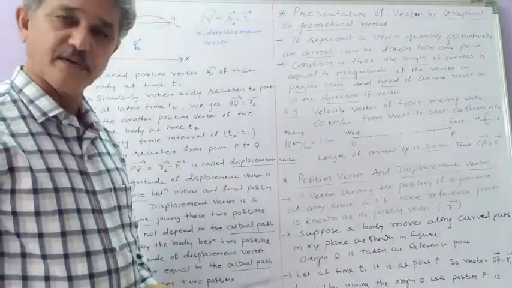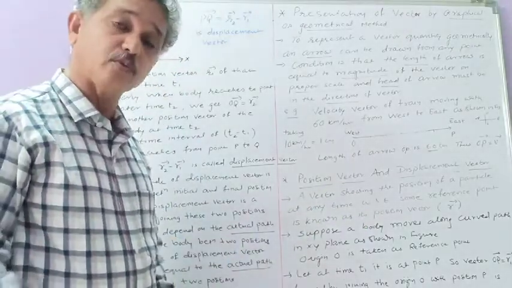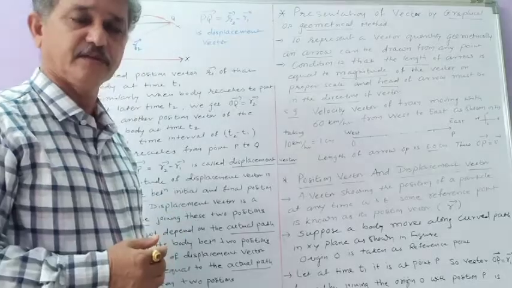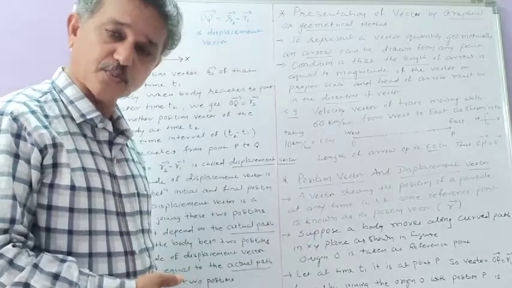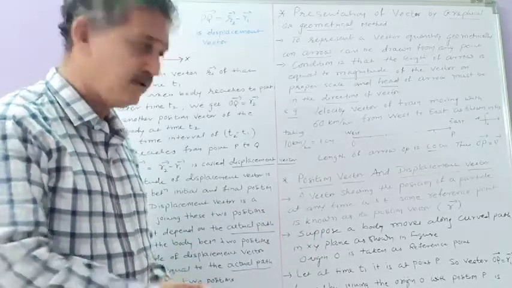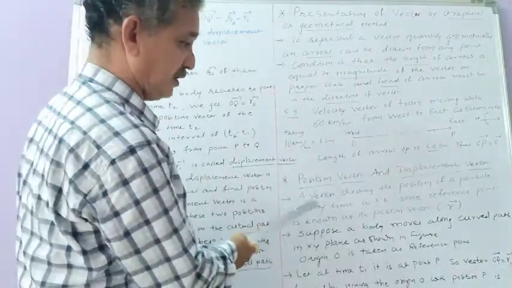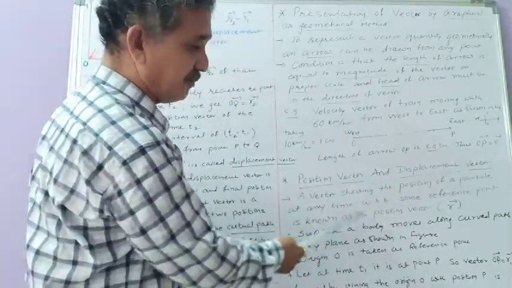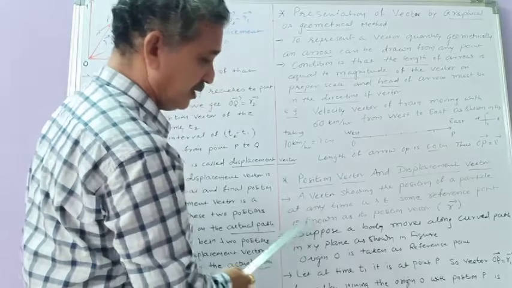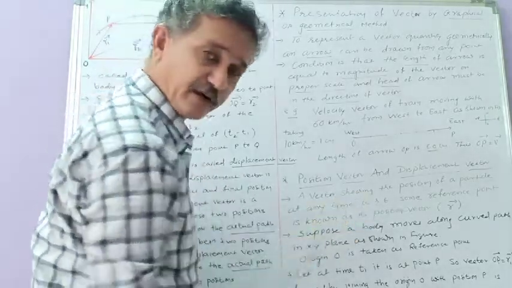So this is the definition. What is position vector? The position vector shows a position. Of what? Of a particle. From where? From some reference point. When? At any time. So position vector is nothing but a vector showing the position of a particle at any time with respect to some reference point, known as its position vector, vector r.